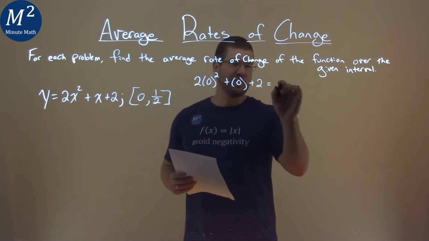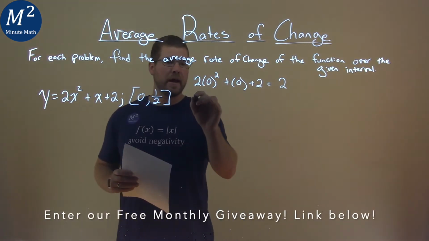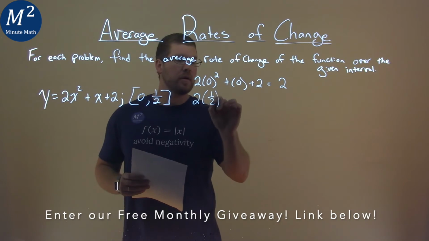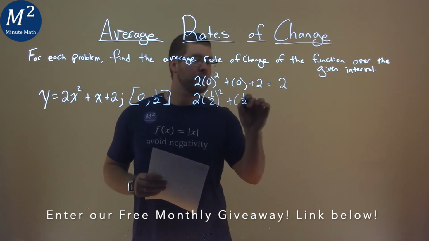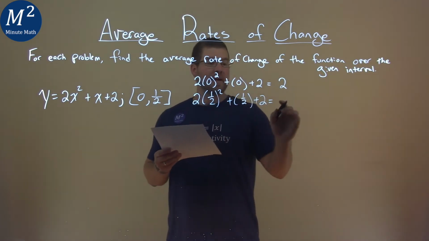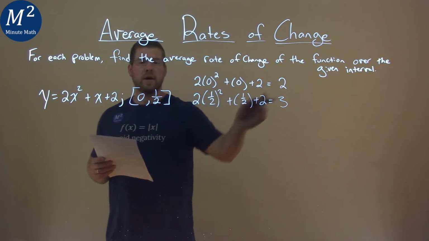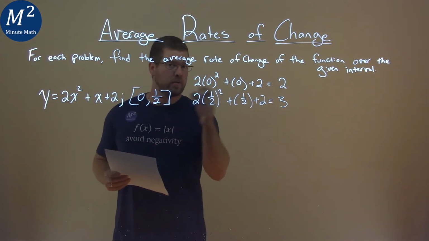Well, just good old 2, right? The zeros kind of cancel everything out. Same thing with the 1/2. 2 times a 1/2 squared plus a 1/2 plus a 2. Well, that comes out to be a good old 3. So now we have our y values, we have our x values here that correspond with it.